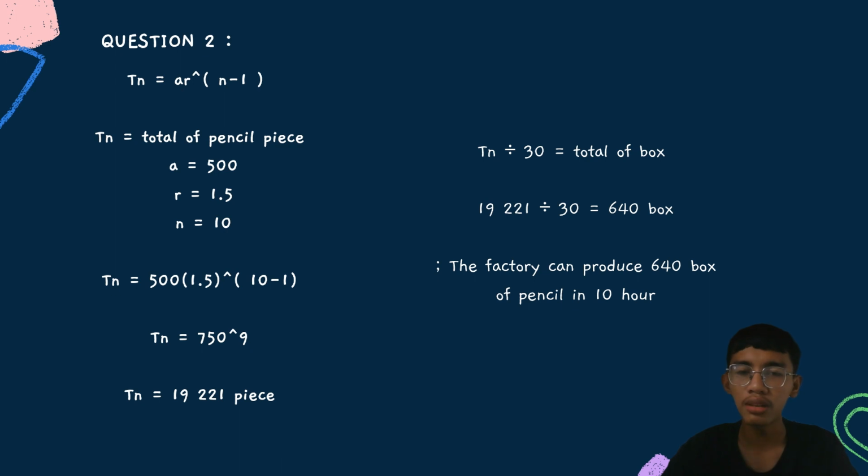So the total of pencil that can be produced we already know. So the question wants us to search the total boxes that can be produced. So we will divide by 13 because one box of pencil is equal to 13 pieces of pencil. So 91,221 divided by 13, we will get 614. So the factory can produce 640 boxes of pencil in 1 hour.